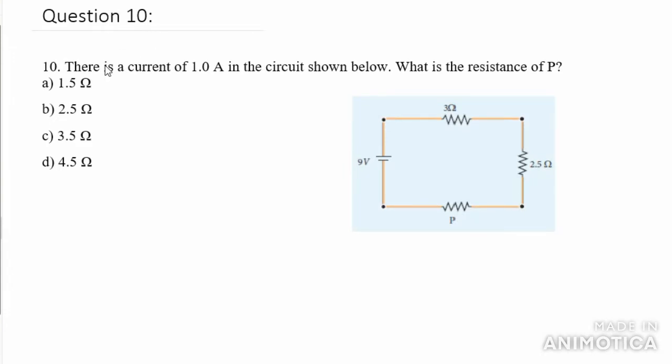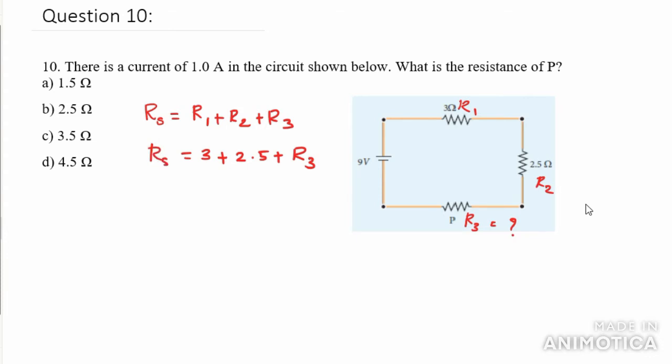Question number 10. There is a current of 1 amp in the circuit shown below. What is the resistance of P? There are 3 resistances in the circuit, R1, R2, and we will take it as R3. So we have to find R3. These 3, R1, R2 and R3, are connected in series. So the equivalent resistance is R1 plus R2 plus R3, equal to 3 plus 2.5 plus R3. So the equivalent resistance is 5.5 plus R3.